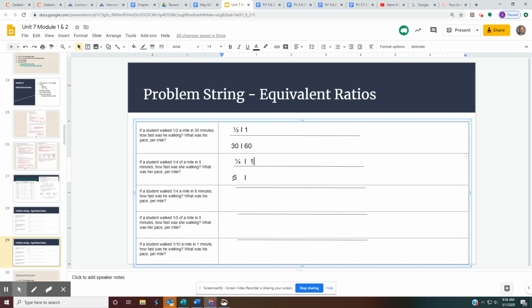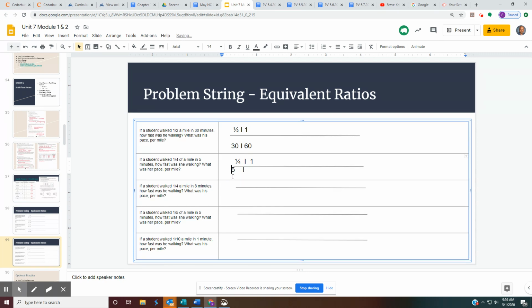So in a ratio table, I have to do the same thing on the bottom. I'm just going to try to limit the size of our tables. So I have to multiply my bottom ratio number by 4, and I get 20. So this is a little faster than my half a mile in 30 minutes, right?